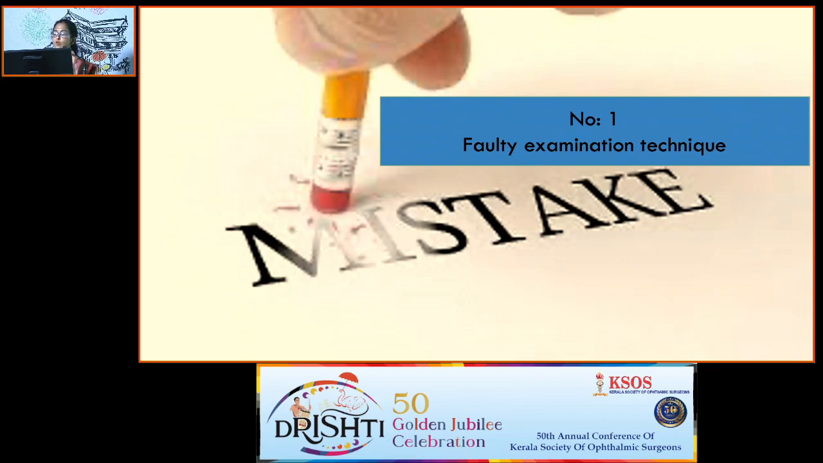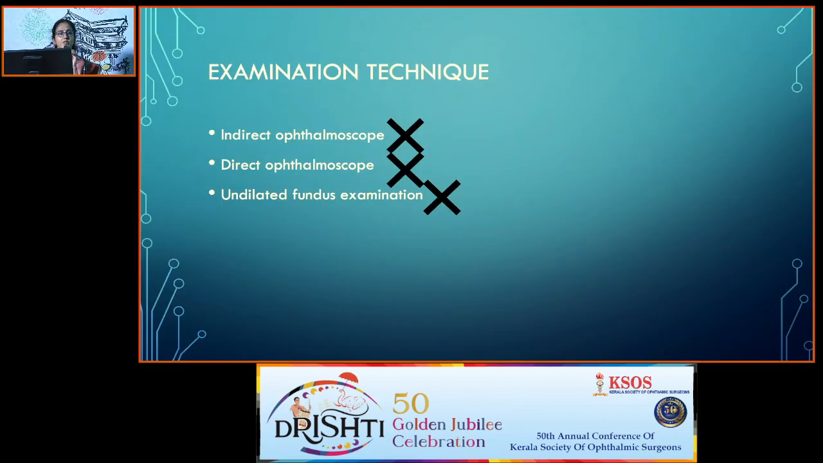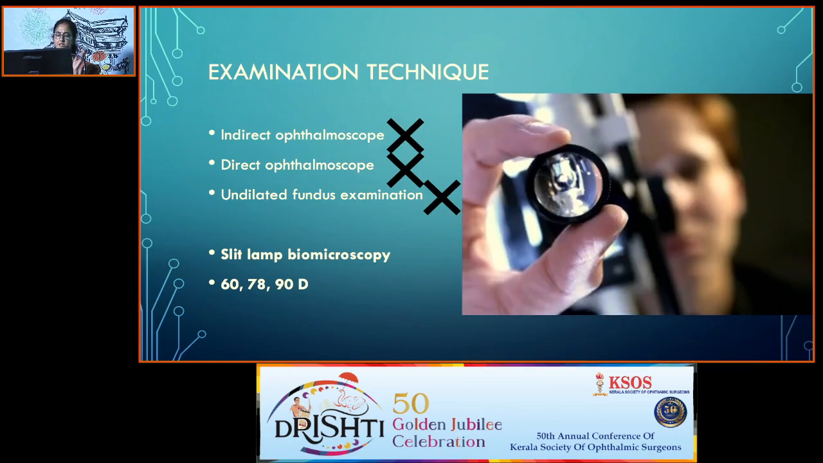Mistake number 1, faulty examination techniques. What is the ideal method? Is it the indirect ophthalmoscope? No, because it gives a minified view. Is it the direct ophthalmoscope? Until you are in a screening, as a part of your screening, it's okay. Otherwise, it's not, because it's a monocular vision. And undilated fundus examination? No. So what is ideal? Slit lamp biomicroscopy with 60, 78D or 90D.